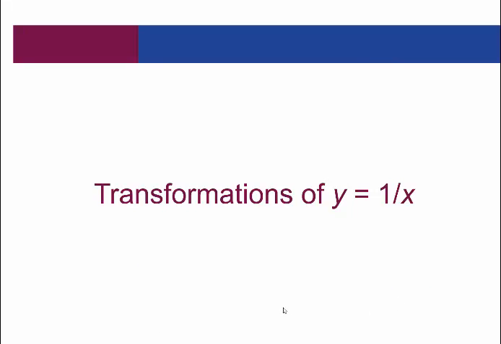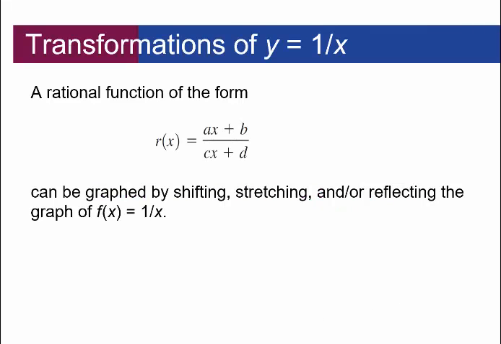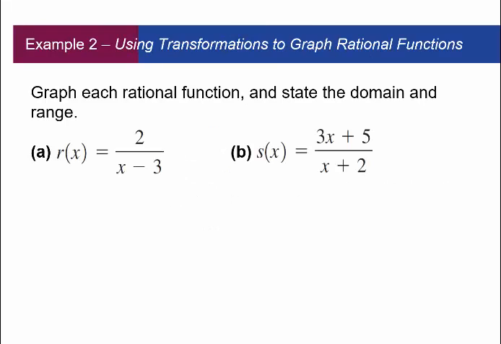Let's talk now real quick about transformations of this function. A rational function of this form, r of x equal to (ax plus b) divided by (cx plus d), can be graphed by shifting, stretching, and/or reflecting the graph of 1 over x. So let's graph these two functions here and state the domain and range of each. For the first one, I have r of x equal to 2 divided by (x minus 3). And the second one, s of x, I have (3x plus 5) divided by (x plus 2).